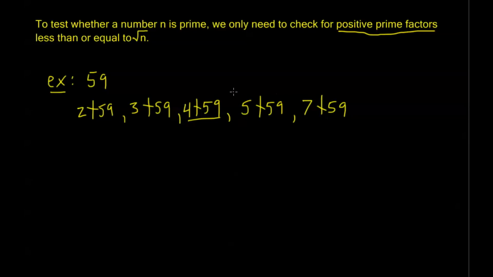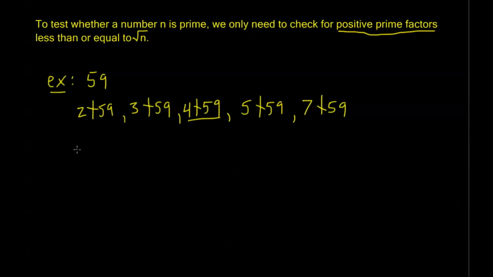8 squared is 64. 64 is bigger than 59, so the square root of 59 is less than 8. So I've checked everything that's less than or equal to the square root of 59. Now, why is this sufficient? Why am I done here?